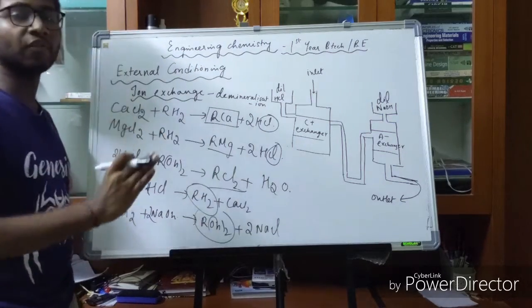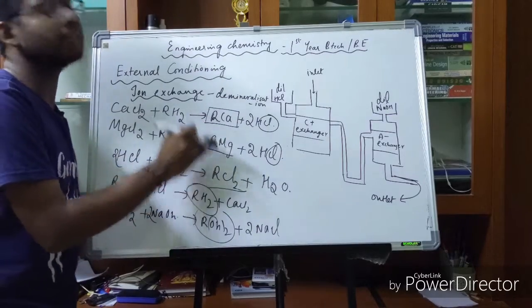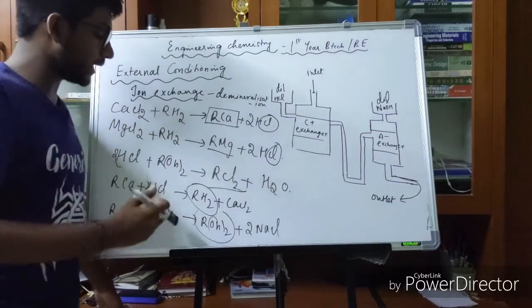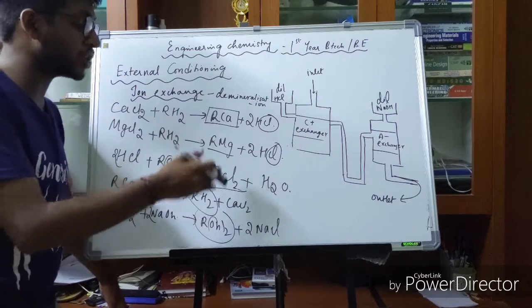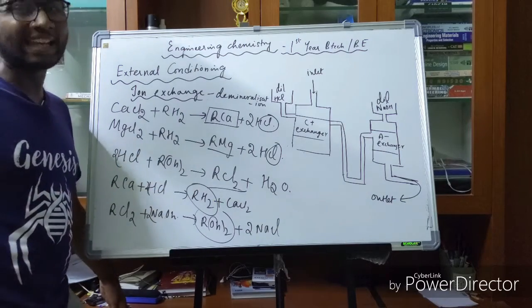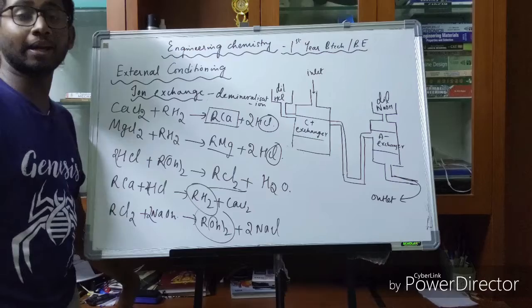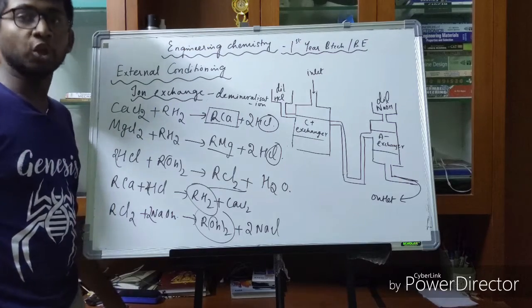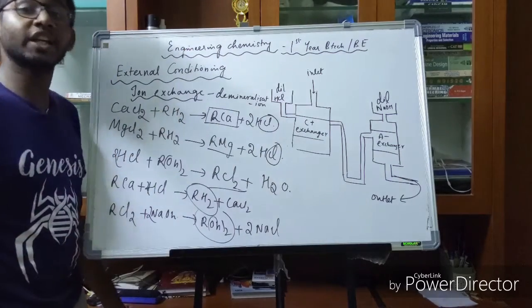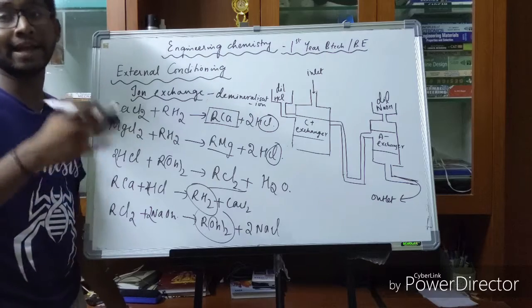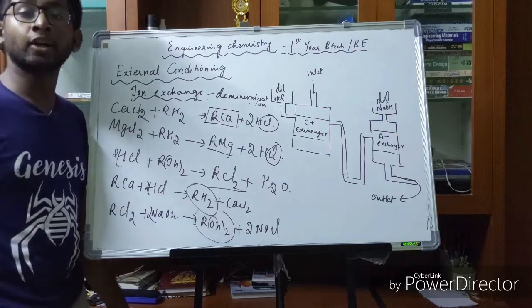So first is the formation of RCa, RMg, where it removes the cation, and then next, in the anion exchanger, is the formation of RCl2 or any other anion for that matter, and that removes your anion as well. You make use of these compounds for the regeneration of the substance which is present in the cation exchanger as well as the anion exchanger.